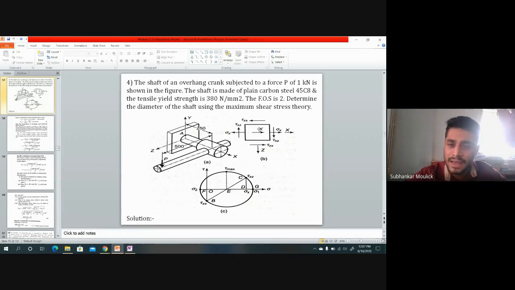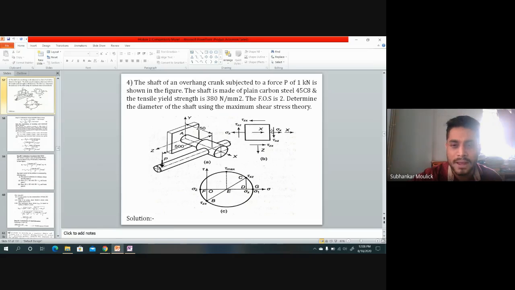Is it clear? Is this diagram clear? This figure number b, does anyone have a doubt on figure number b? No, sir. Okay, then if I want to solve this problem, what do I want to do?